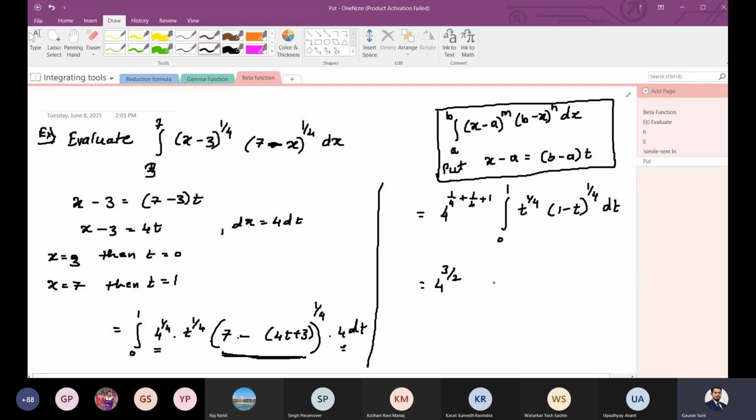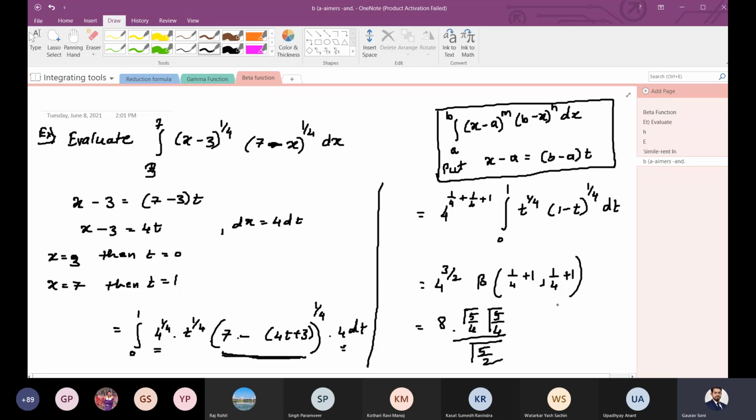This is beta of 1/4 + 1, 1/4 + 1, which gives 4 raised to 3/2, that is 2 cubed, which is 8, over beta of 5/4, 5/4. So that will be gamma of 5/4, gamma of 5/4, upon gamma of 5/4 + 5/4, which is 5/2.